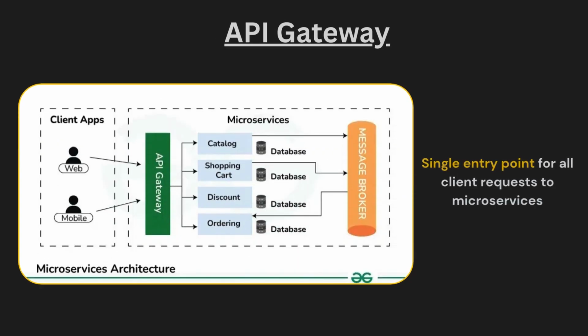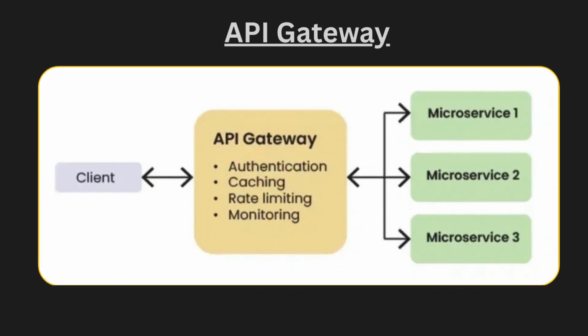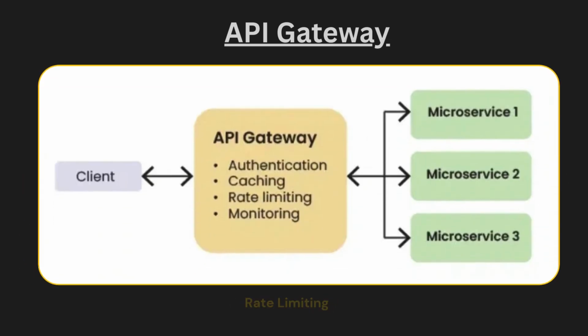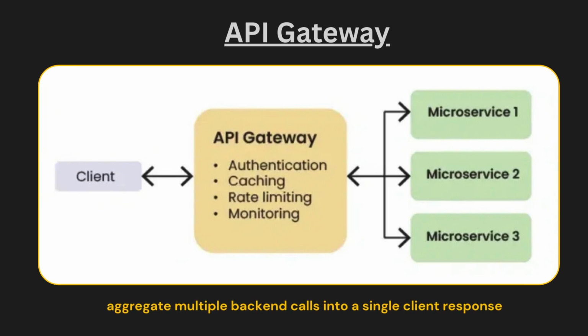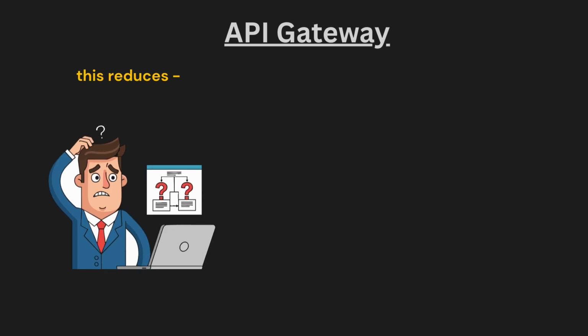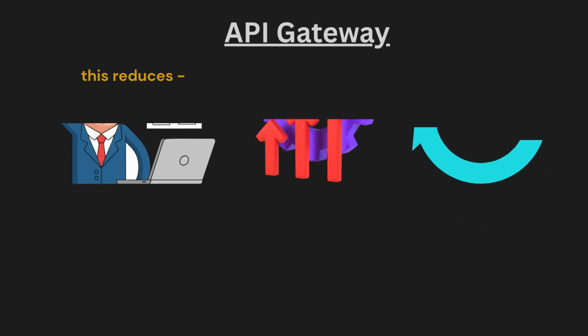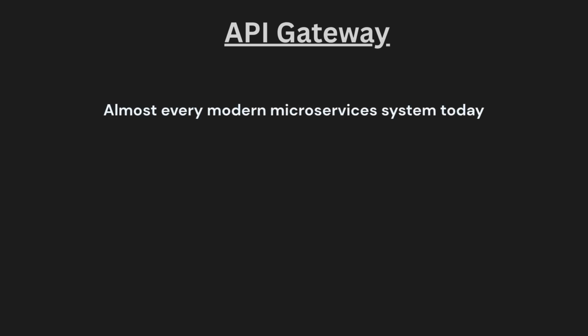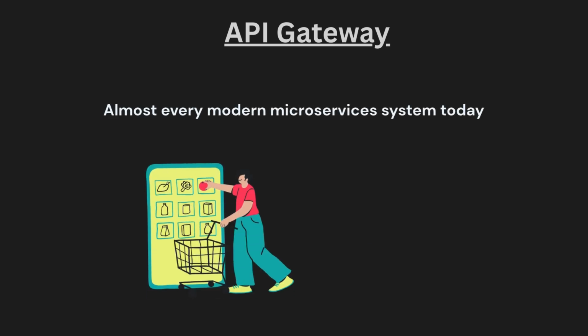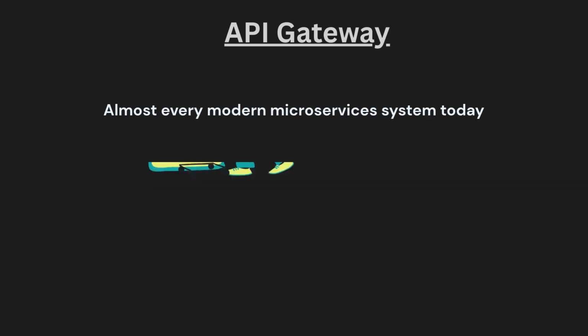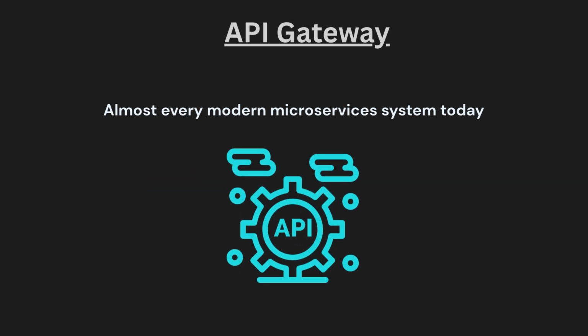And finally, the API gateway. Think of it as the single entry point for all client requests to your microservices. It handles authentication, rate limiting, request routing, and can aggregate multiple backend calls into a single client response. This reduces client complexity, improves security, and minimizes round trips. Almost every modern microservices system today, from e-commerce to streaming platforms, uses an API gateway as its front door.